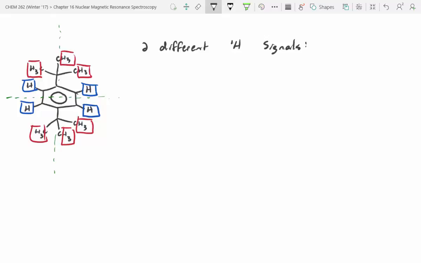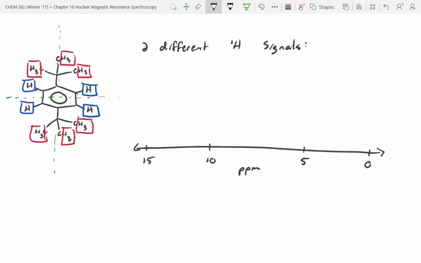All right. So if we look at this, I'm going to show you guys kind of what the NMR spectrum might look like. You have this scale going horizontally, and the scale is measured in parts per million, or ppm. And the scale typically goes from about 15 to 0. And so I'm going to put some markers in here. And we only expect two frequencies. We expect frequencies for the blue protons and for the red protons.